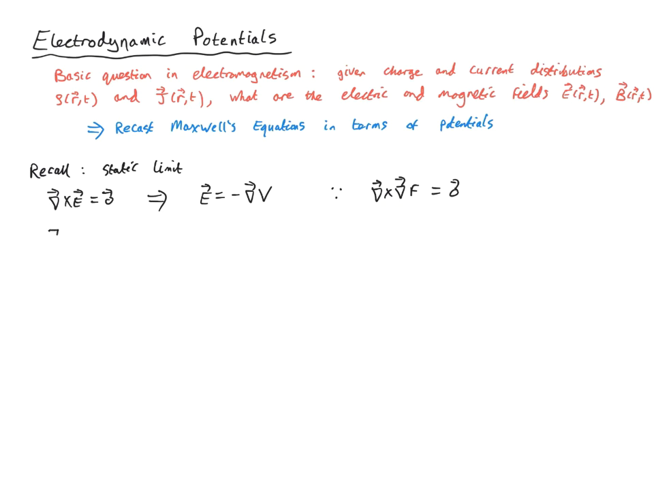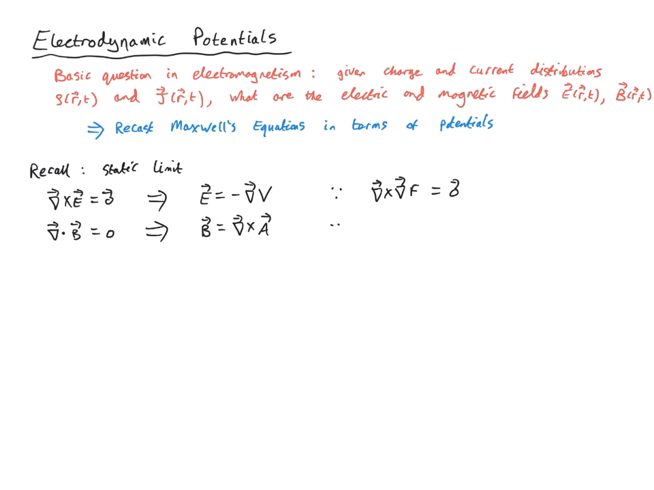Likewise, on the magnetic side, we know that the divergence of the magnetic field is equal to 0. This is a weaker constraint because this is a single scalar equation, whereas the curl of the electric field equals 0 is actually 3 scalar equations. But notwithstanding that, we can still utilize the power of vector calculus to incorporate this constraint equation into the definition of the magnetic field through the potential, and we say that the magnetic field is the curl of a vector potential A.